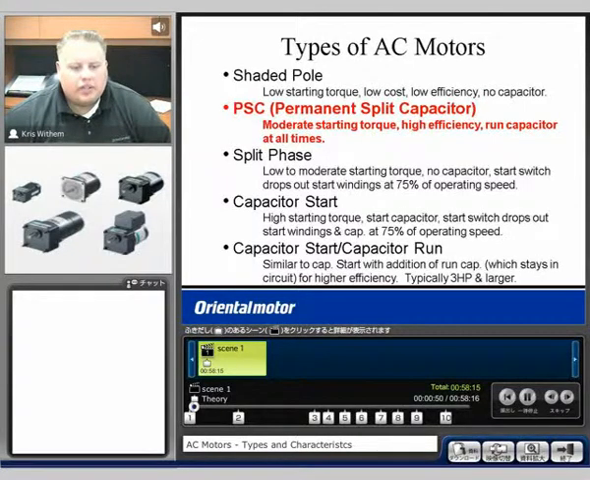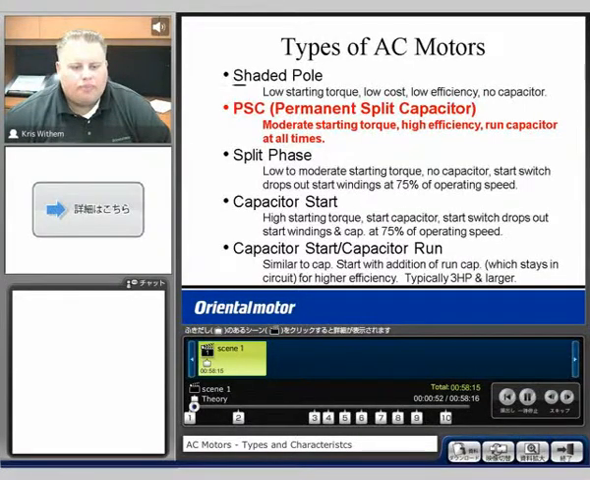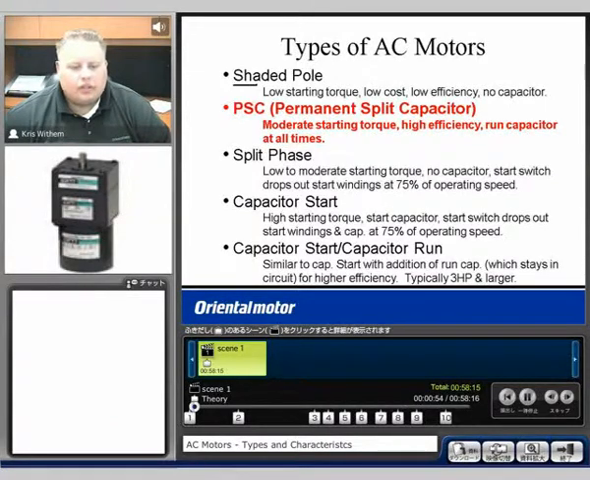For example, here's the shaded pole. This is for a low starting torque for cost and a lower efficiency with no capacitor. The PSC type, which is a permanent split capacitor, has moderate starting torque, more efficiency, and it uses a capacitor at all times for both startup and operation. We also have the split phase, which is low to moderate starting torque, no capacitor, and the start switch drops out at around 75% of the operating speed.